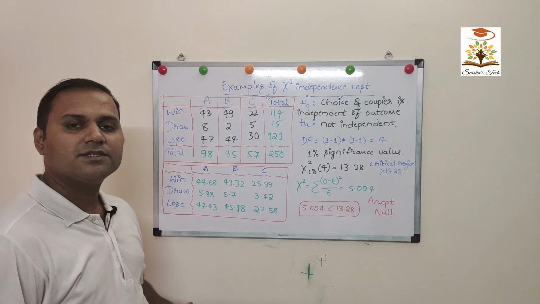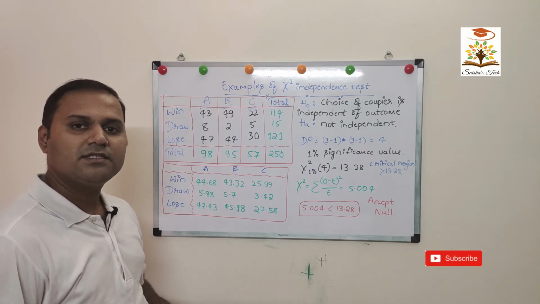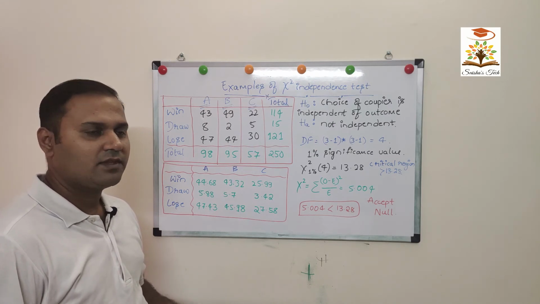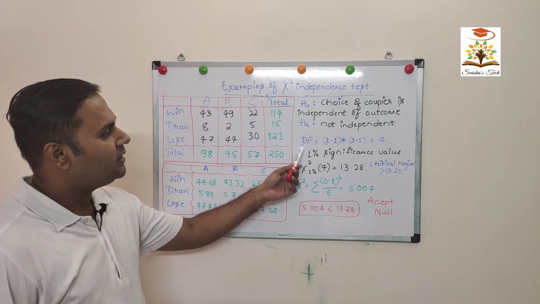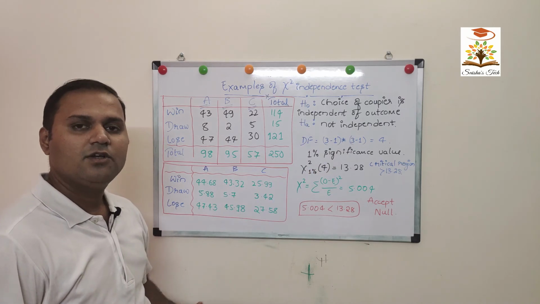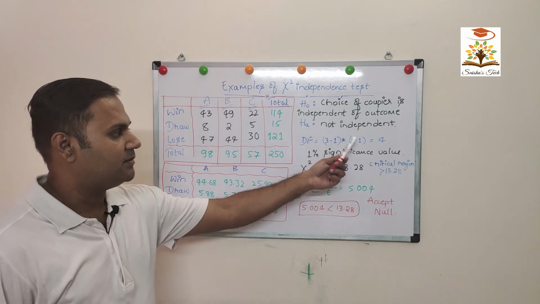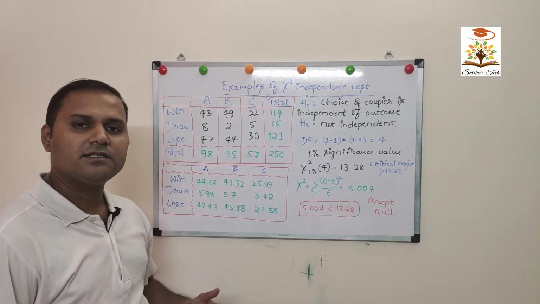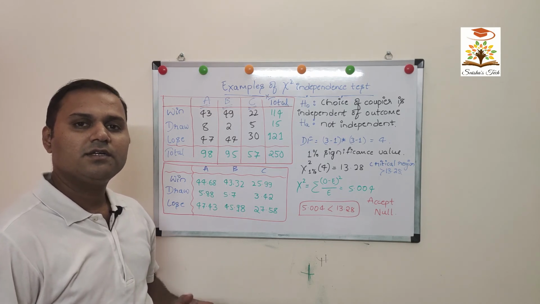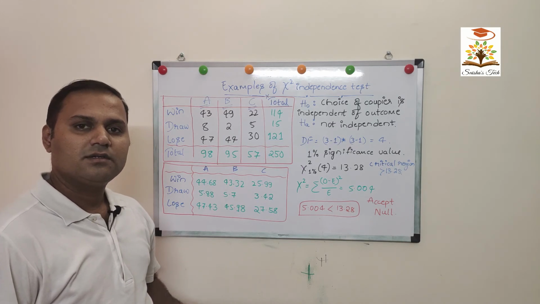For extracting the chi-square value from the chi-square distribution table, we would require 2 things. One is degrees of freedom and second is significance value. Now, the degrees of freedom would be (3 minus 1) times (3 minus 1), that is (row minus 1) times (column minus 1), that is degrees of freedom is 4. We are considering here a 1% significance value because we would require stronger evidence to justify our null hypothesis.